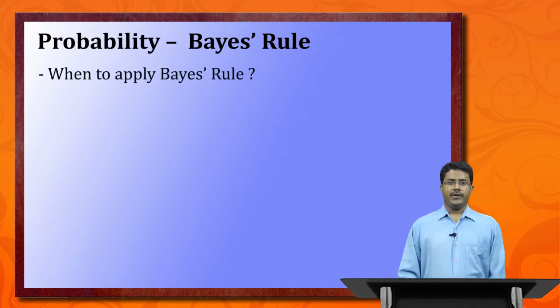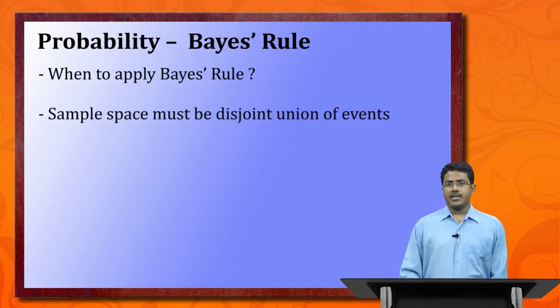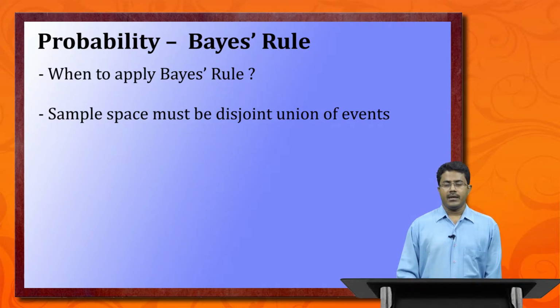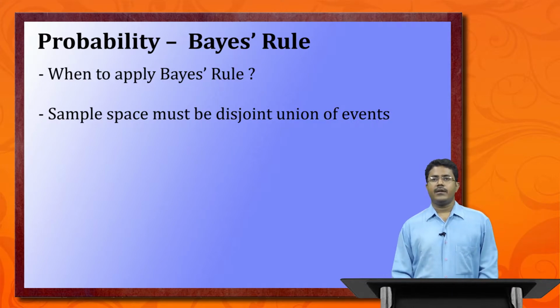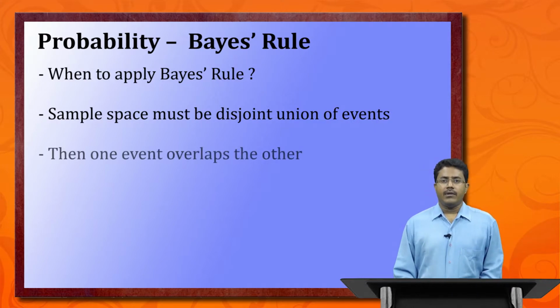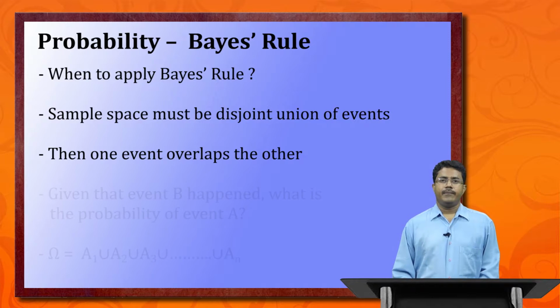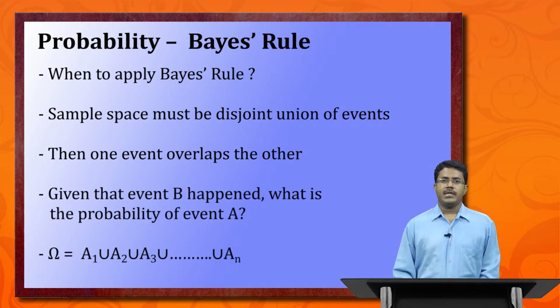So when do we apply the Bayes rule? The sample space must be a disjoint union of events. Here we only consider the sample space where the disjoint union of events is there, and one event overlaps the others. Given that B happened, what is the probability of event A? We will calculate the probability of event B, given that B has already happened.